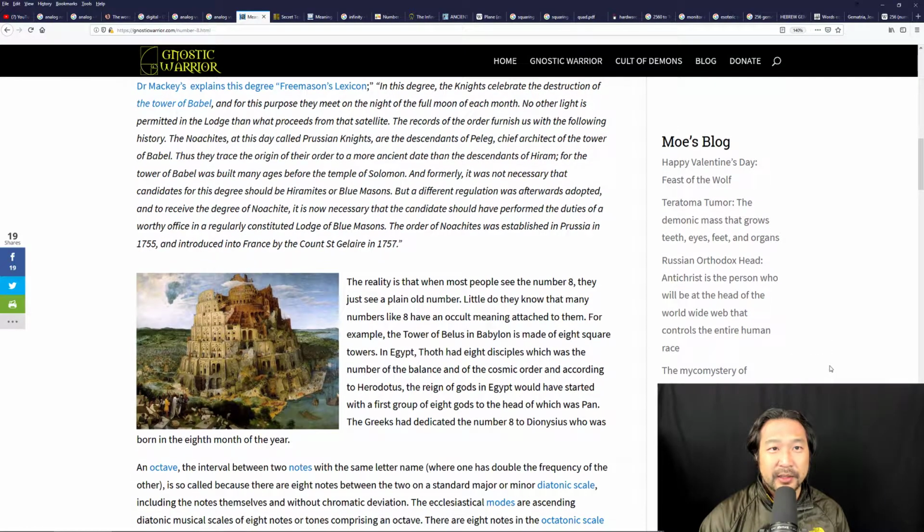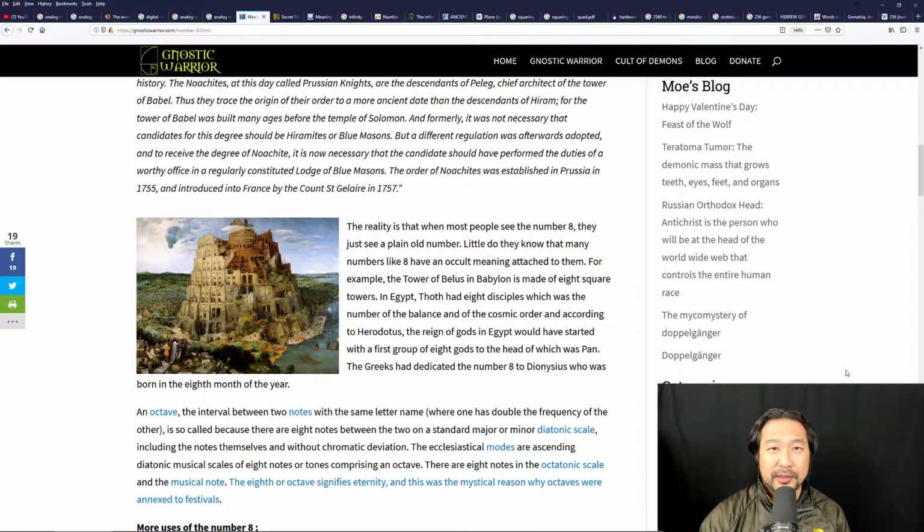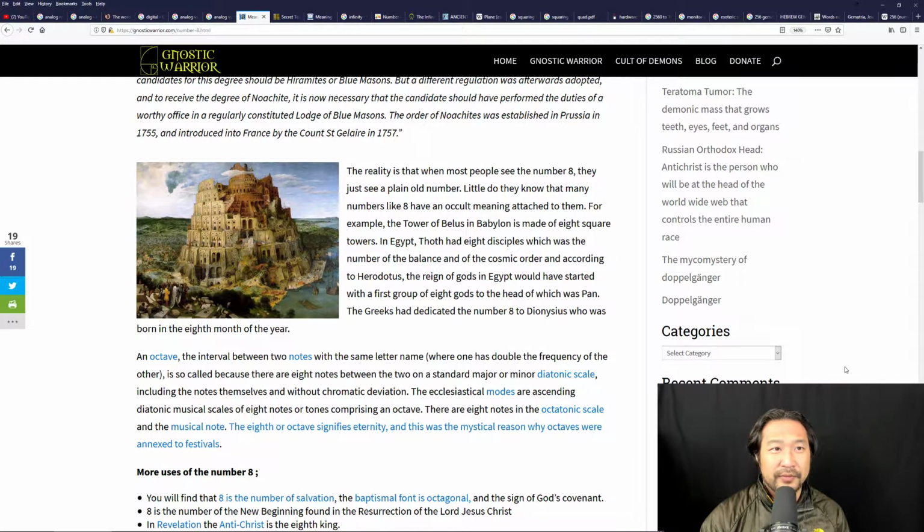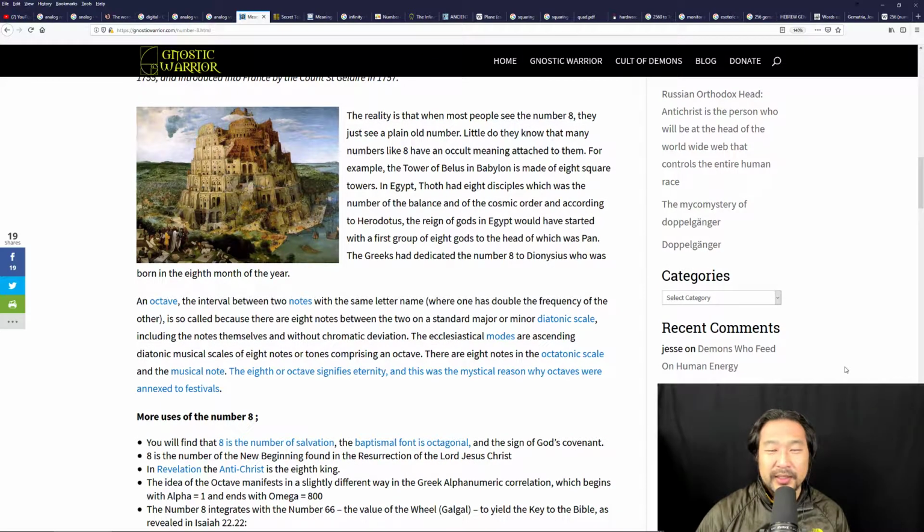The Noachites, at this day called Prussian Knights, are the descendants of Peleg, chief architect of the Tower of Babel. Thus, they trace the origin of their order to a more ancient date than the descendants of Hiram Abiff. For the Tower of Babel was built many ages before the Temple of Solomon. Formerly it was not necessary that candidates for this degree should be Hiramites or Blue Masons, but a different regulation was afterwards adopted, and to receive the degree of Noachite, it is now necessary that the candidate should perform the duties of a worthy office in a regularly constituted lodge of Blue Masons. The order of Noachites was established in Prussia in 1755 and introduced into France by the Count Saint Hilaire in 1757. That's just more historical knowledge.